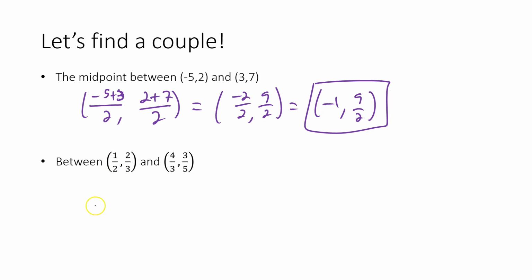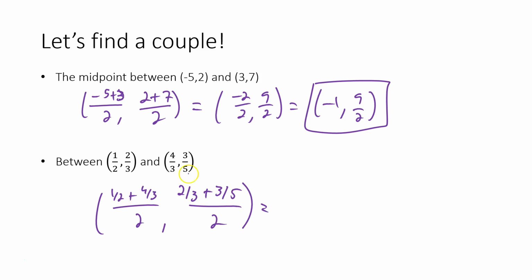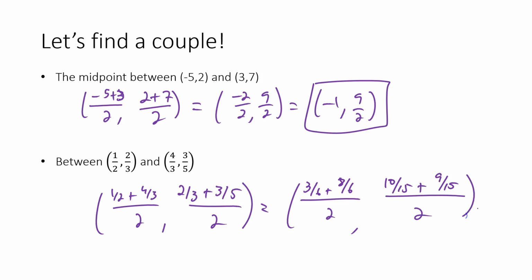Next up, we got some fractions. Ooh boy. 1/2 plus 4/3 divided by 2. And then we're going to have 2/3 plus 3/5 divided by 2. All right, common denominator here. Let's see if we can figure that out. 1/2 and 4/3, we've got to go to sixths. So we got 3/6 plus 8/6 divided by 2. And then we got 2/3 and 3/5. I think we have to go to 15ths there. Oh boy. So that's going to be 10/15 plus 9/15. That's all divided by 2.